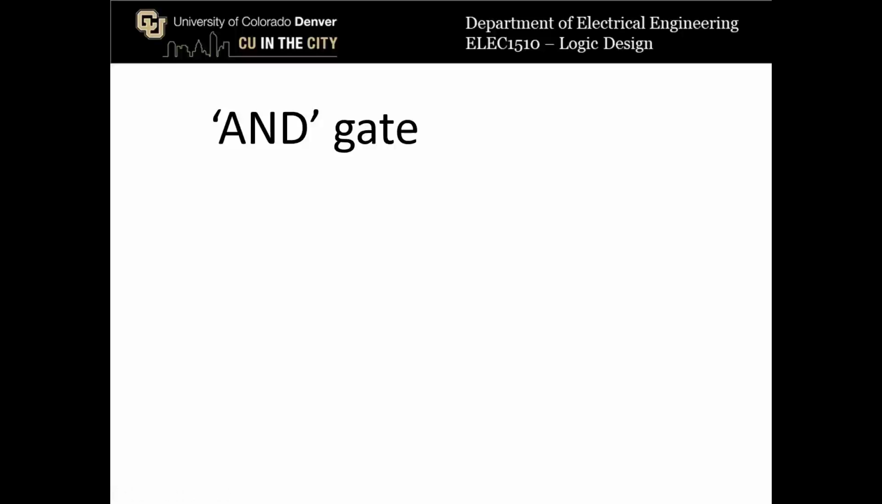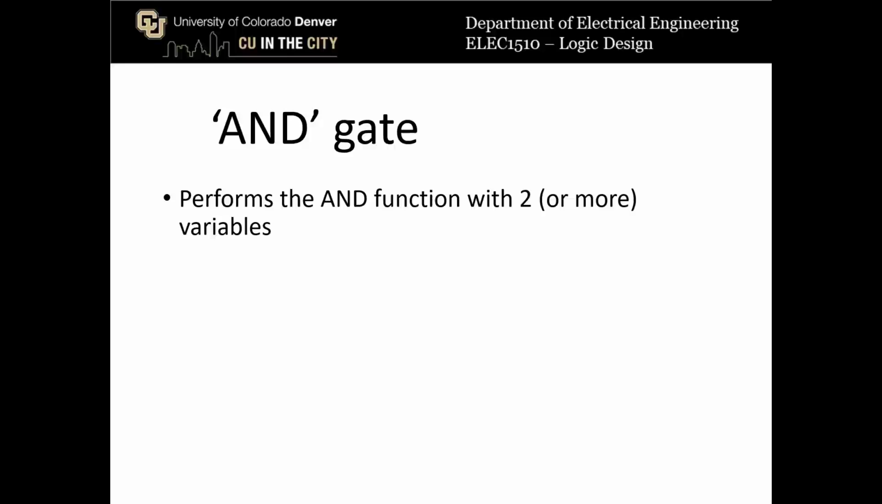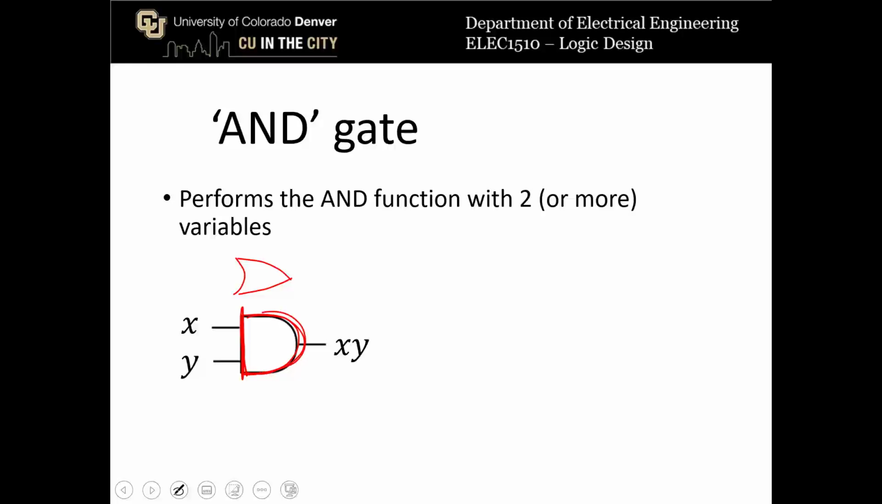So the AND function also has a gate. The AND gate is going to perform this function on two or potentially more variables. Again, for right now, we're just sticking to two variables. The AND gate looks like this. This is the gate. The AND gate has a flat input and a round output. So the OR gate looked more like this. It had a concave input and a pointy output like that. The AND gate has, again, flat input and round output.